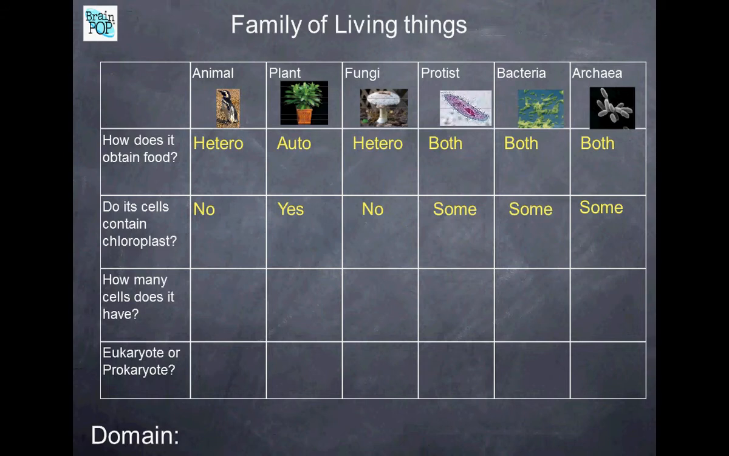All right. Now, how many cells? What are the two words that we're going to use here, Nate? Multicellular and then unicellular. Correct. So what about animals? Which word pertains to animals? Rachel? Multicellular. Yeah, they're multicellular. How about plants? Nick? Multi. Also multicellular, yes.